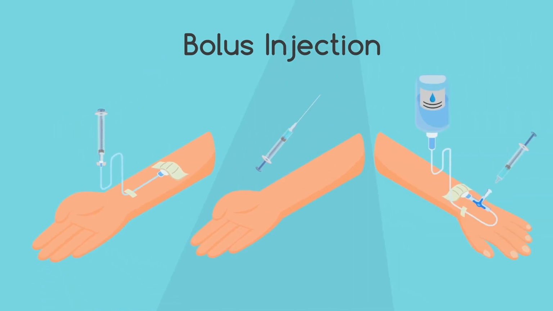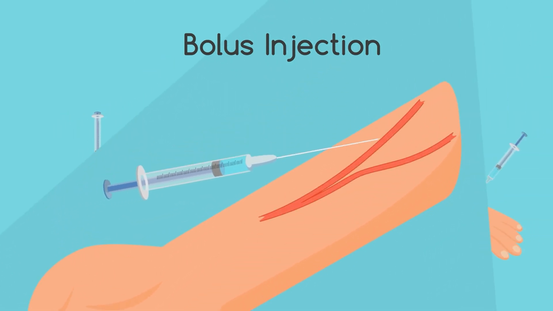The other bolus method is a direct injection into the vein. However, this method is rarely given for therapy. Usually, it's performed for taking a blood sample from a vein, or venipuncture.